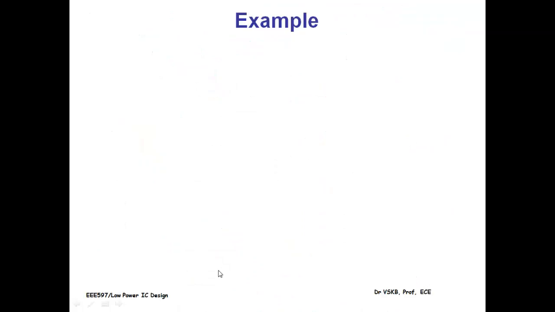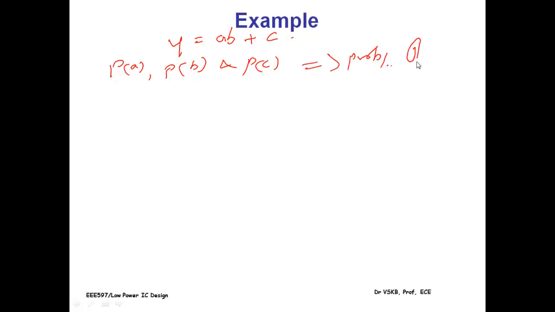And using this, we will take one example. In this example, I would consider a Boolean function y equal to ab plus c. And I would also consider PA, PB and PC to be the probabilities of all the three inputs.